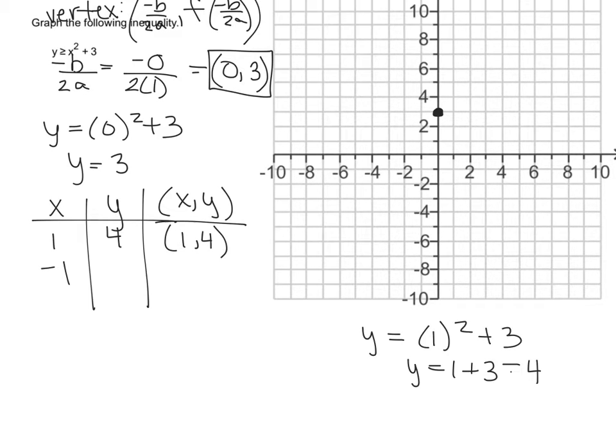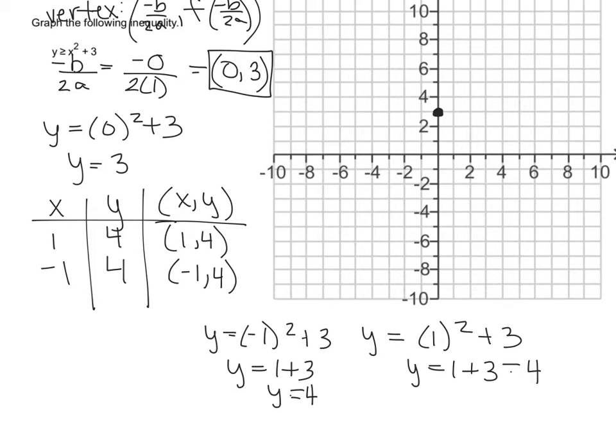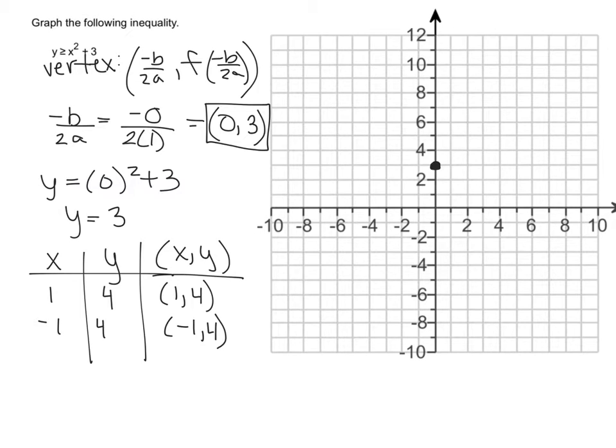And then I'll plug in a negative 1. And when I do that, I get y equals negative 1 squared plus 3, which is y equals 1 plus 3. And again, I get 4. So my second ordered pair is (negative 1, 4). If we go back to our graph, I can plot both of these ordered pairs, (1, 4) and (negative 1, 4). And if we look at the original inequality, I have an equal to line underneath my inequality. So this is going to have a solid line. And this is my quadratic.